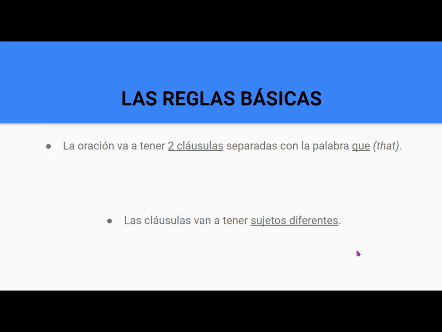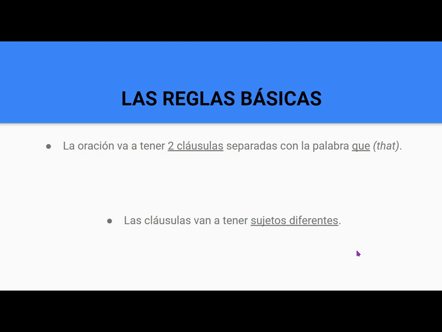Y el tercer ejemplo, the third example. Es dudoso que nosotros no tengamos tarea hoy. It's doubtful that we don't have homework today. Es actually contains our first subject, which is it. You have que to separate the two clauses, and our second clause is nosotros. Therefore, your conjugation of tener is tengamos.